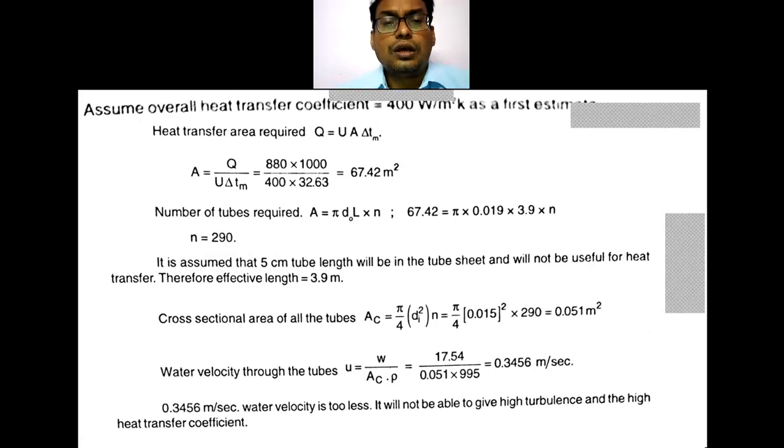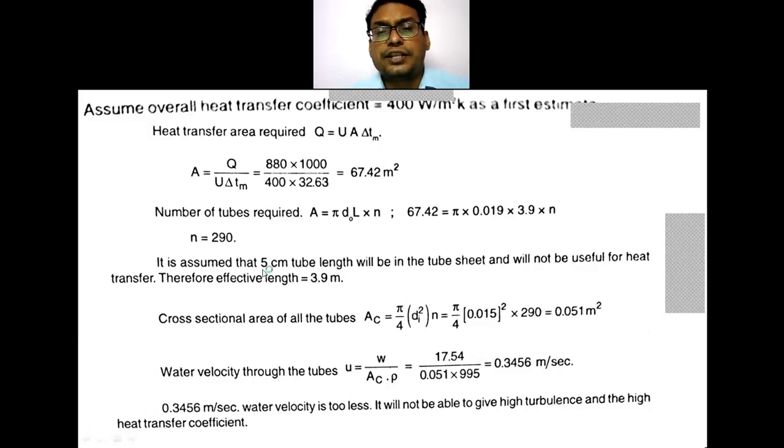So the total number of tubes required is the total area upon the area required for the individual tube. The tube area, that is pi dO into L, into the N number of tubes, and this is to be equated with this area.